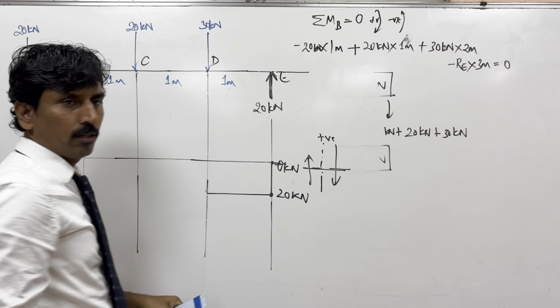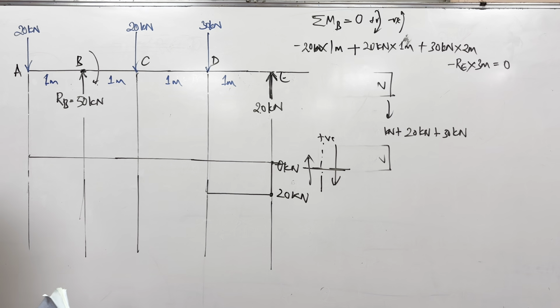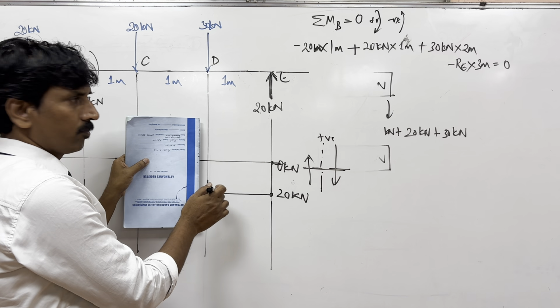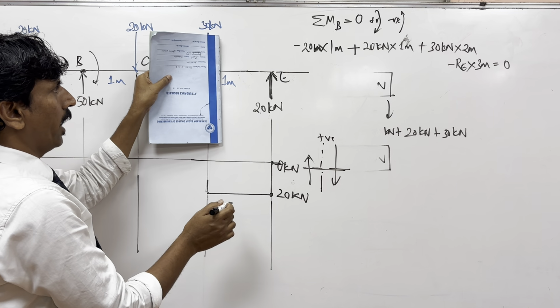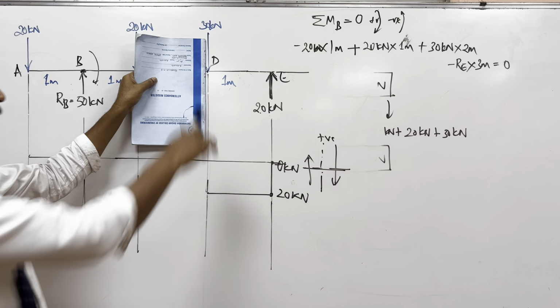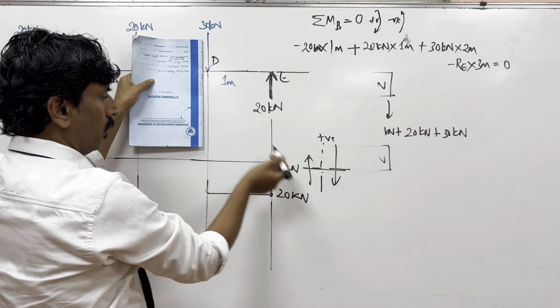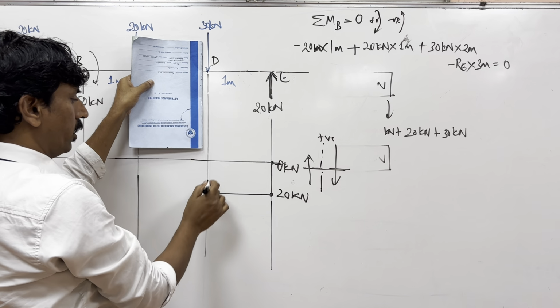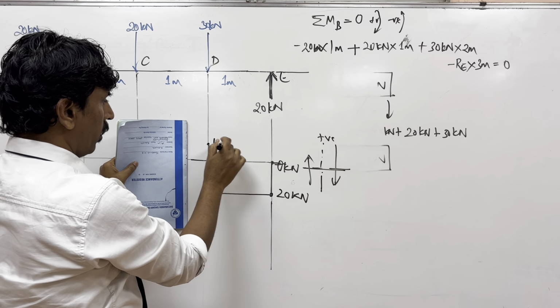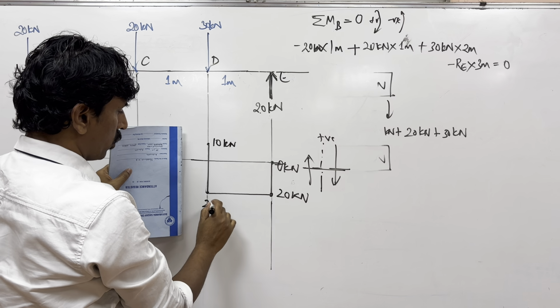It will remain 20. Okay. And then you'll see that as you again cross this point, so this is 30 going downwards is plus, so this is minus 20 plus 30, it becomes plus 10. It becomes plus 10. This is 20 kilonewton.